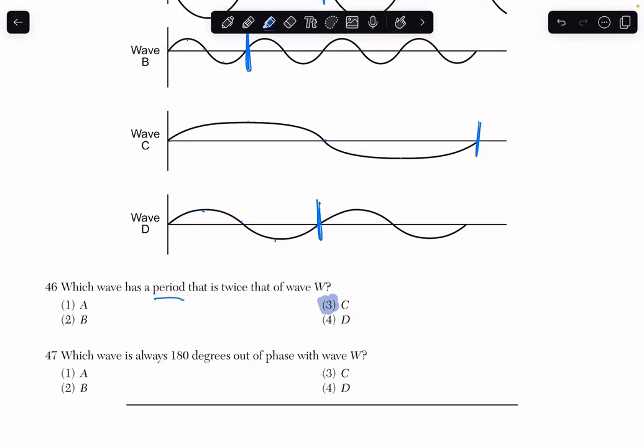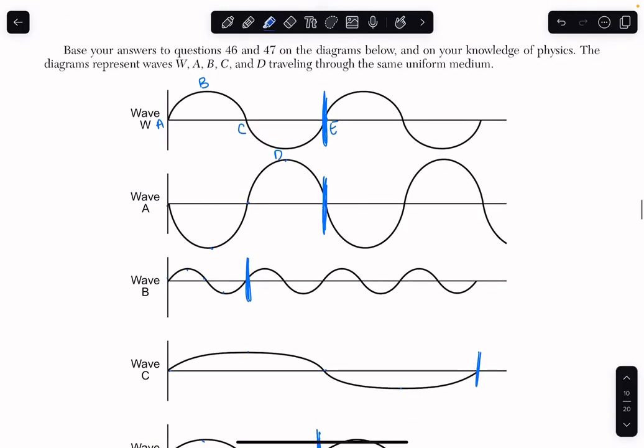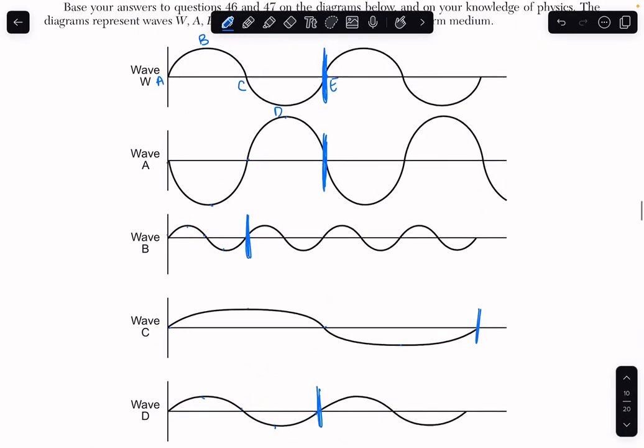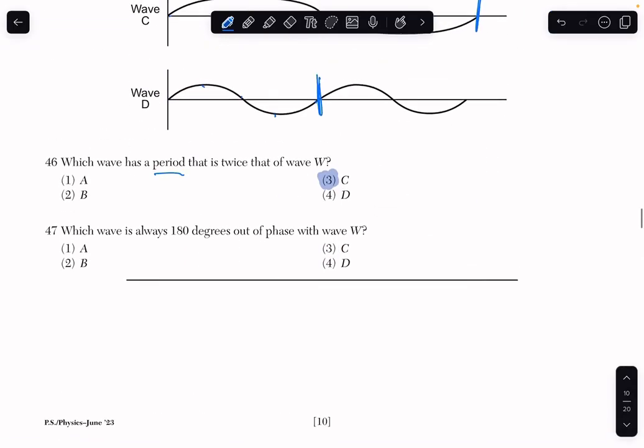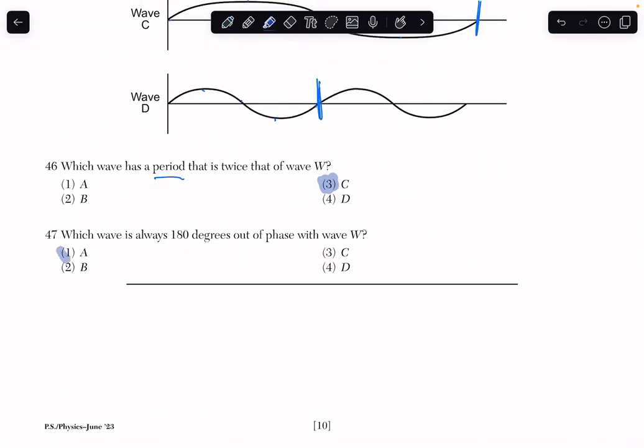Which wave is always 180 degrees out of phase with wave W? When it's asking you if it's 180 degrees out of phase, that just means when wave W is at point B, what's 180 of that? So that's going to be wave A, because as you see, they're inverses of each other. They're absolute opposites. When this is going here, this is going the exact opposite way. They're even, just flipped around. So 47 is A.